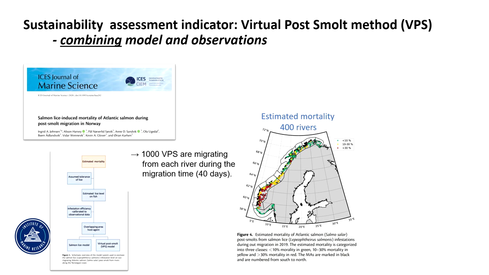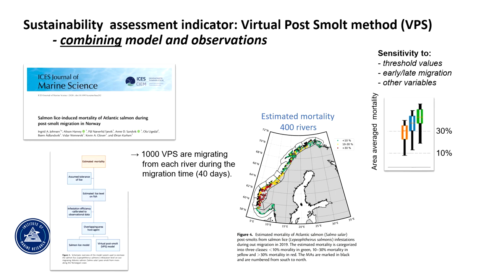And after calibration has been finished, the salmon smolt model is rerun, and this time the smolt are swimming from the river to the open ocean, before the number of lice and the following salmon lice-induced mortality is estimated for all salmon rivers. And as you see in the right panel here, there are colors in red, which indicates that the mortality is above 30%, and yellow and green, which are lower mortalities. And this method is also used to investigate the sensitivity to threshold values, to early and late migration, and other things which you like to investigate.